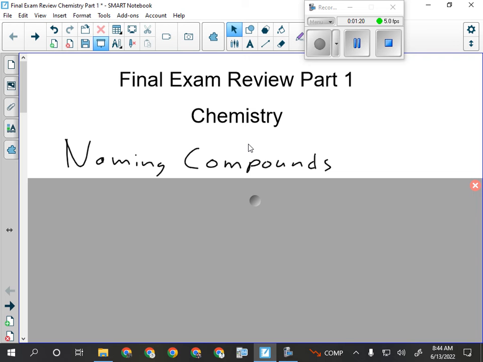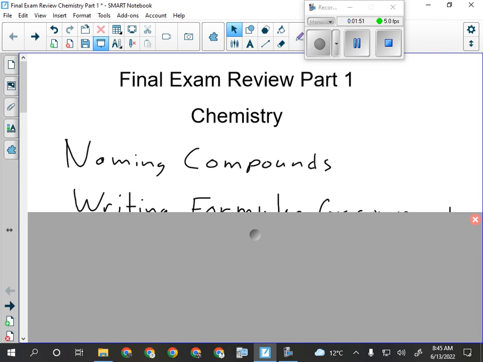So, quick review. What are the two kinds of compounds we went over? Ionic and molecular. They have different rules for writing their formulas and writing their names. Remember that an ionic compound has one metal, something from the left-hand side of the periodic table, and a non-metal, something from the right-hand side of the staircase on the periodic table. So, quick review on naming the compounds.